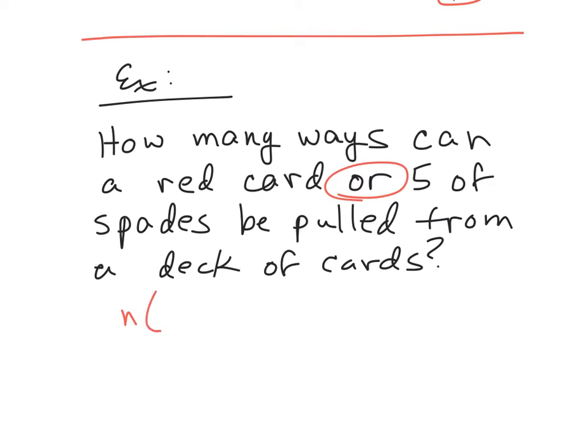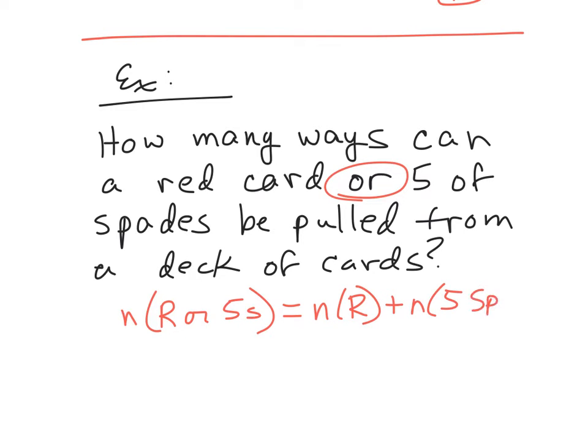The number of ways I could get a red or the 5 of spades, which I'm going to call 5s. And I'm always going to go to the formula because I'll end up making a mistake if I don't. So that equals the number of ways the first thing can occur, number of ways I could get a red, plus the number of ways I could get a 5 of spades, minus the number of ways I could get both red and 5 of spades.